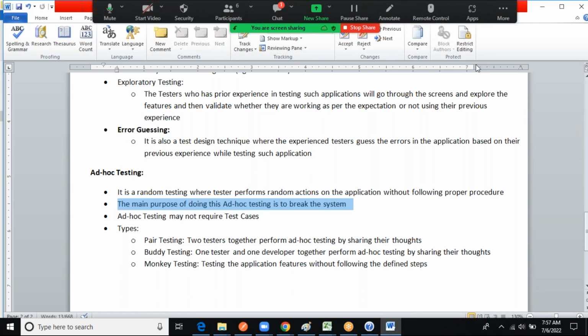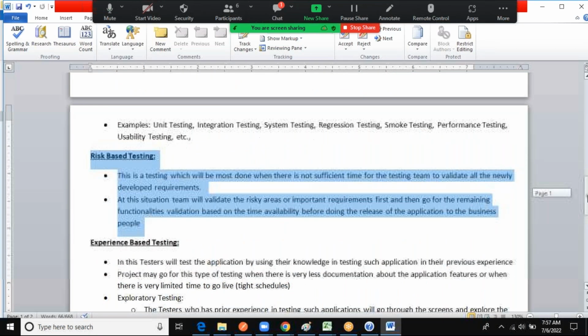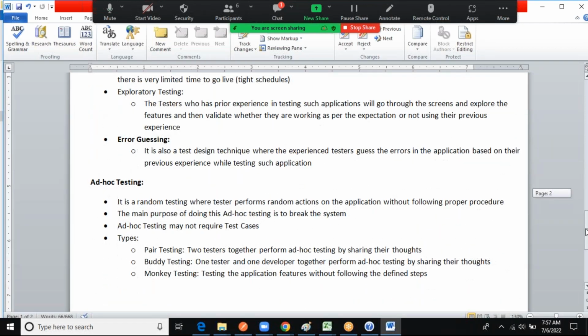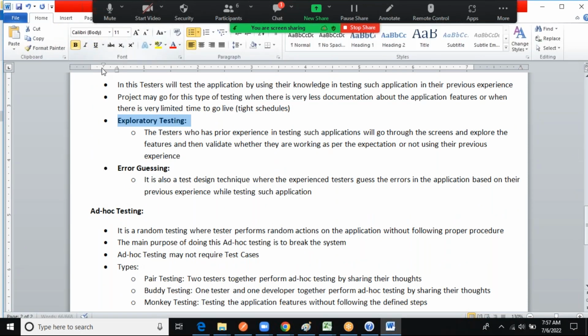But it's not that when there is no sufficient time we go for ad-hoc testing. No, it's not like that. In that case you will go for risk-based testing, when there is no sufficient time to do full validation. Clear? Yes. Thank you.